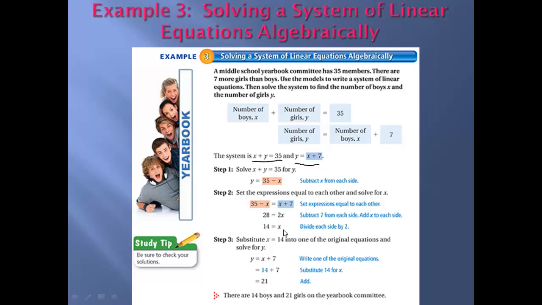For our third step, we substitute x equals 14 into one of the original equations and solve for y. So we're going to start with the equation y equals x plus 7. If I know that x is 14, I substitute that in for x, so I have 14 plus 7, and 14 plus 7 is 21. So I know that y equals 21. So there are 14 boys and 21 girls on the yearbook committee.